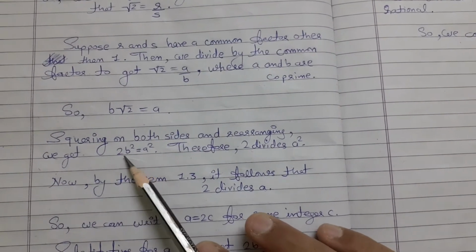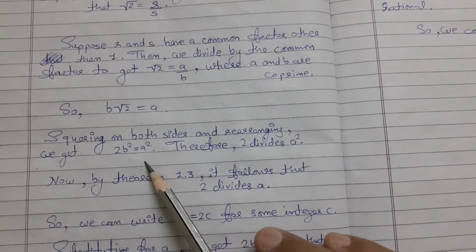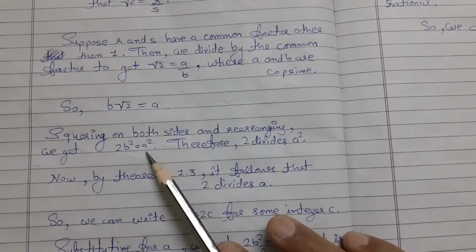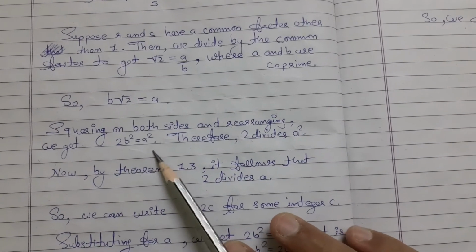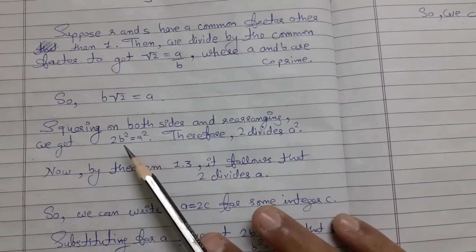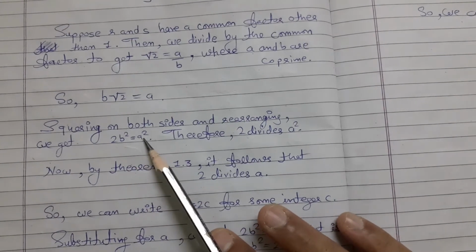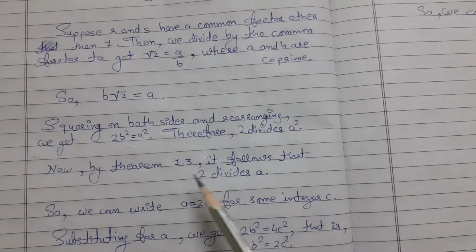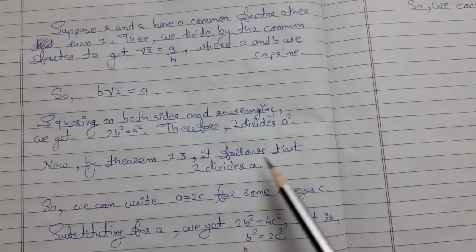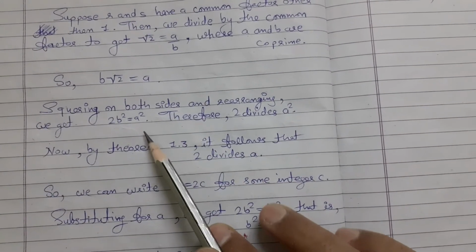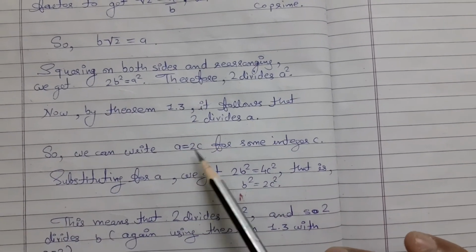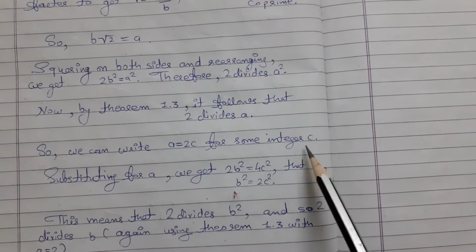So 2 goes here, then a square can be divided by 2. Therefore 2 divides a square. In simple terms, you can say that a square can be divided by 2. If we remove the square also, then we can say that a can be divided by 2. Now by theorem 1.3, it follows that 2 divides a. Here we will suppose that a is equal to 2c for some integer c.